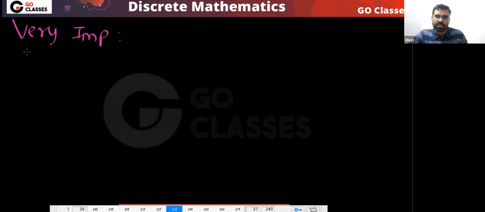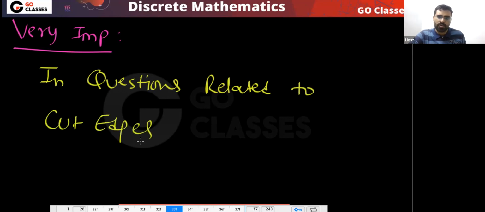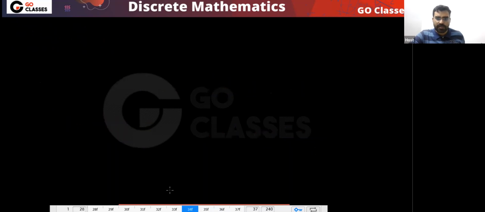You can very easily solve all the theorems if you understand this. In questions related to cut edges or cut vertices, what memory picture do you have to create? See, very simple. For cut edges, this is the memory picture you have to create.